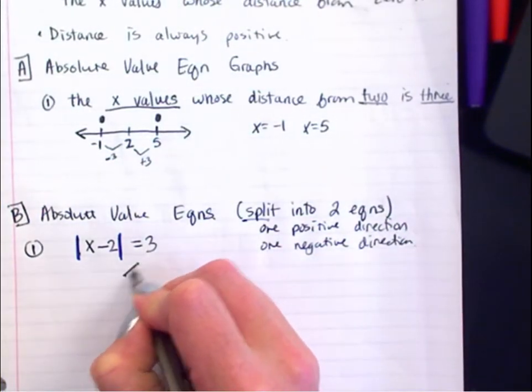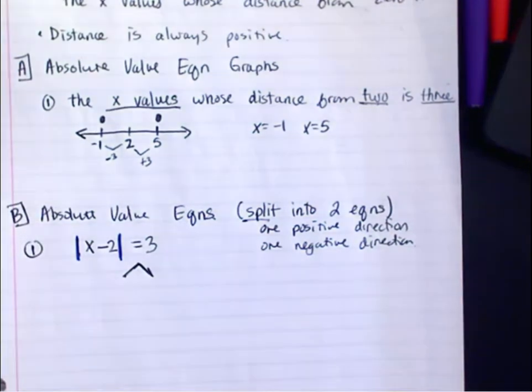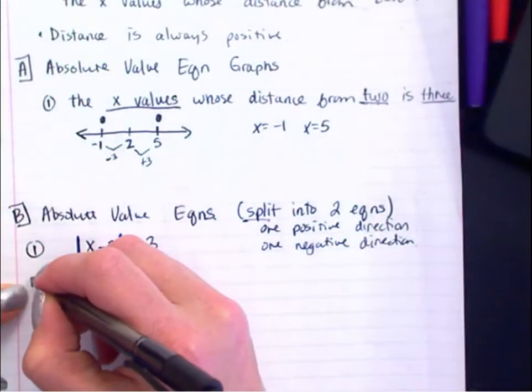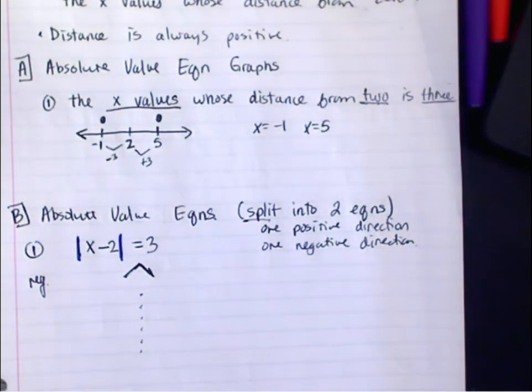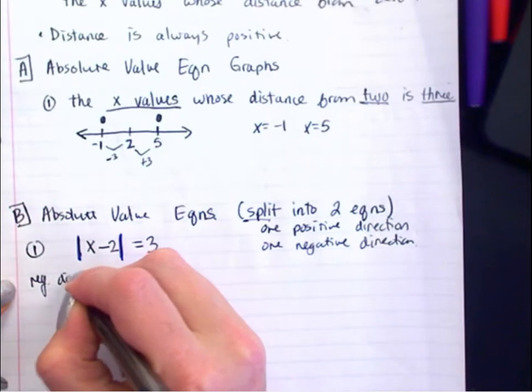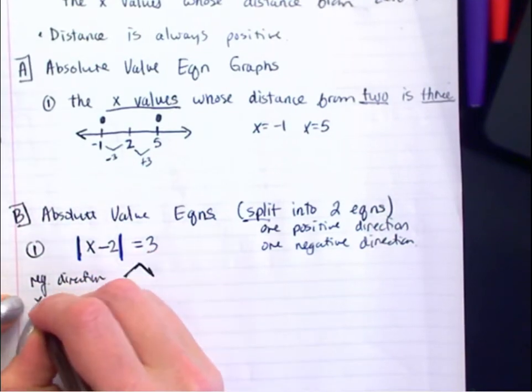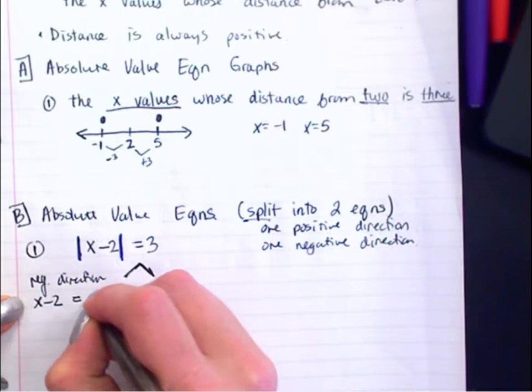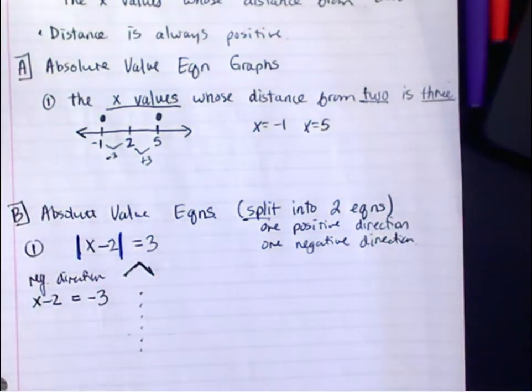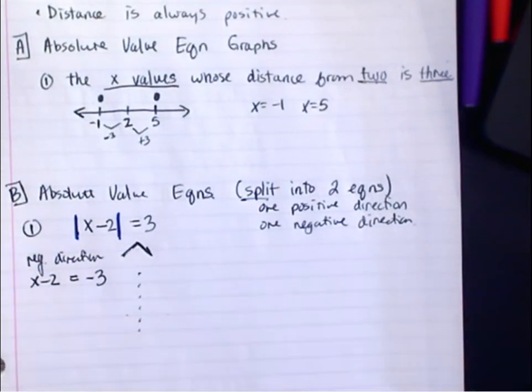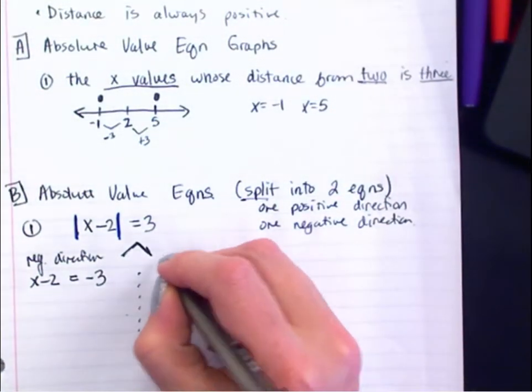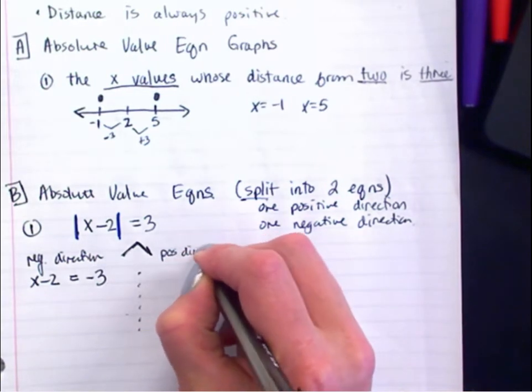I like to draw an upside down V because it makes me think of absolute value. And I'm going to split this into two columns. I like putting negative on the left because negative makes me think to the left. Negative direction: x minus 2 equals negative 3. Yeah, it's super simple, guys. I'm not focusing on the algebra, I'm focusing on the setup. One for the positive direction.